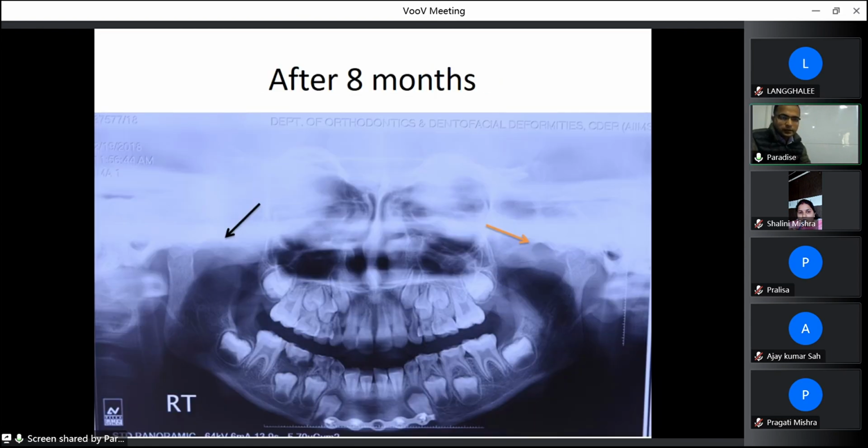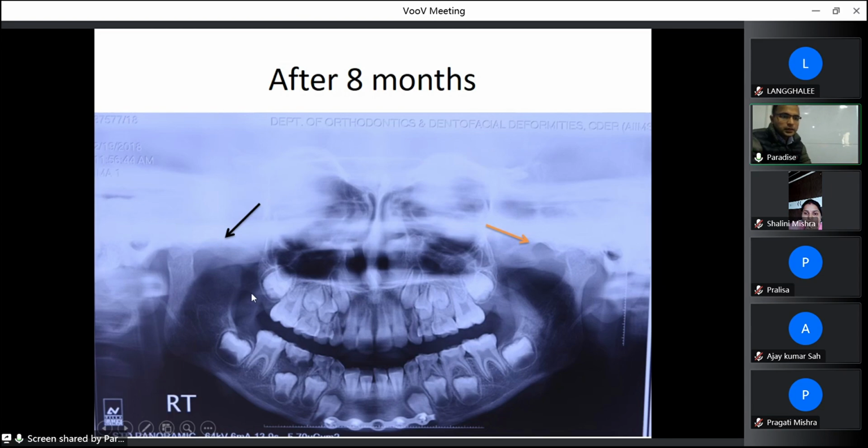Now, the same patient after 8 months. We have placed the mini plate at the lower border of the mandible for the symphysis fracture. It has healed. You can't see any other radiolucency. The most important thing we want to see is the anatomy of the condyle. There is no fracture present. The condyle is normal. The whole condyle is formed. On both sides, you can't see any fracture line.